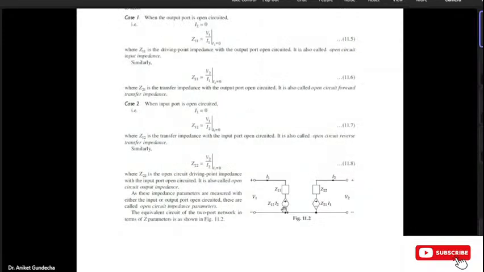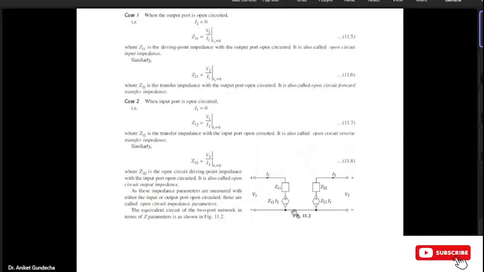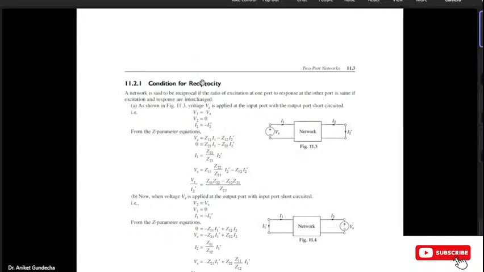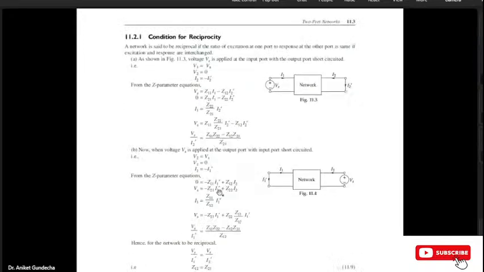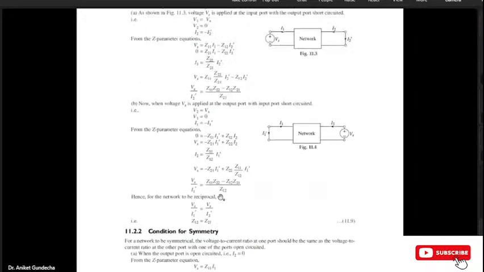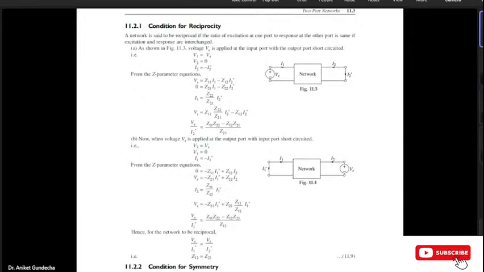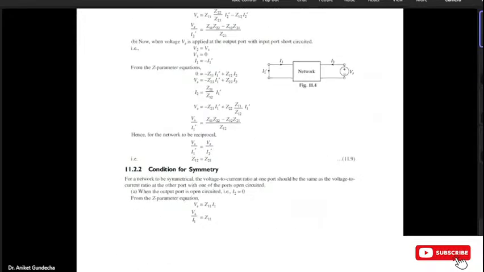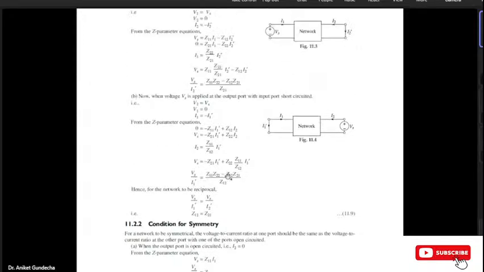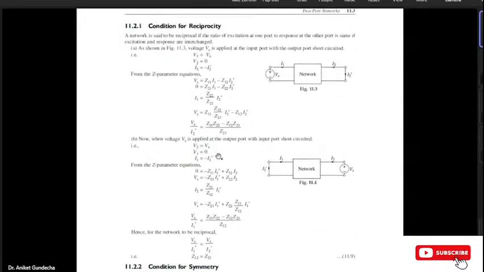Then there is something called as equivalent circuit for the parameters. So this equivalent circuit is drawn. So that is first part of derivation. The second part is the condition for reciprocity and the condition for symmetry. So what exactly a reciprocity is and what exactly a symmetry is, that is already defined for each of the parameters. So they are pretty simple derivations, though it seems like 5 to 6 steps are there, but if you go through it, it's very easy actually.